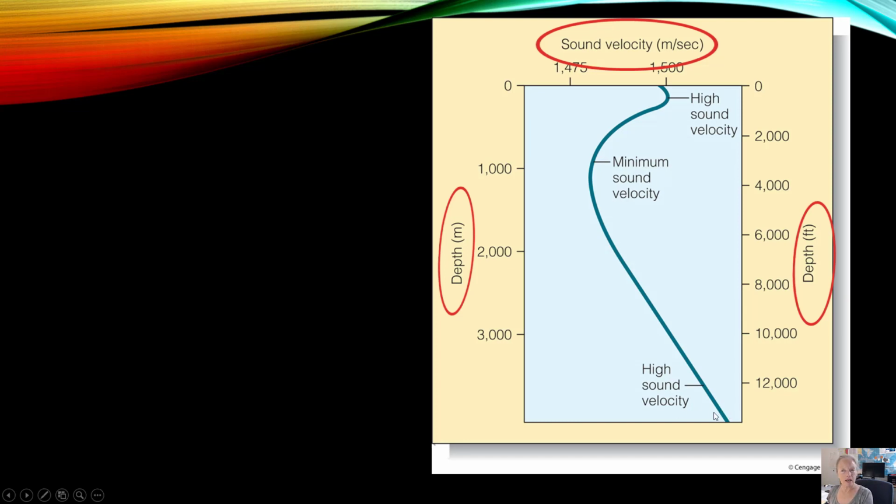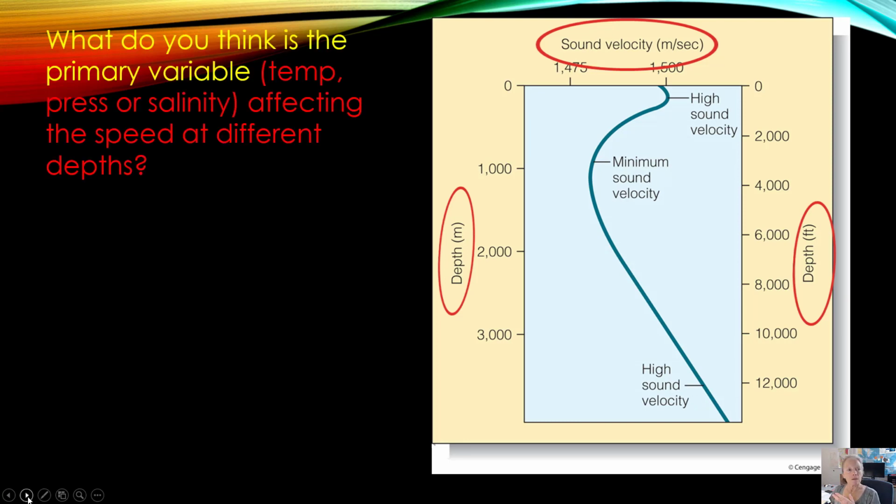And why would it get so high down there? It's not the temperature, because it's cold, right? But we know that it's more saline down there and there's much more pressure. So again, when you're looking at these, try and use the different variables, temperature, pressure, salinity, that might make the difference.